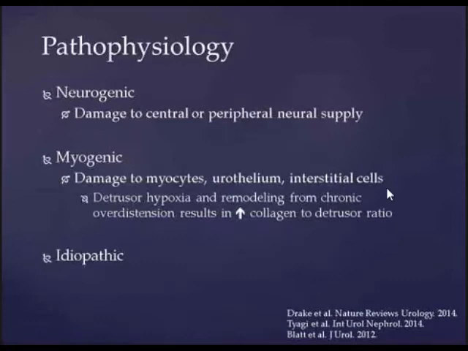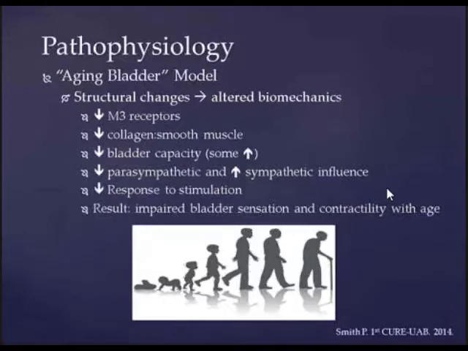So the pathophysiology, well, neurogenic, pretty obvious. You have damage to the nerves. Myogenic, some sort of insult to the actual muscle and cells. And one theory is that you get relative hypoxia and remodeling from this chronic overdistension. And of course, there's the idiopathic, but then there's some more weird and wonderful theories. I just wanted to go into them just to say how much we don't really know about this condition. I think they're sort of neat to think about, the theories themselves.